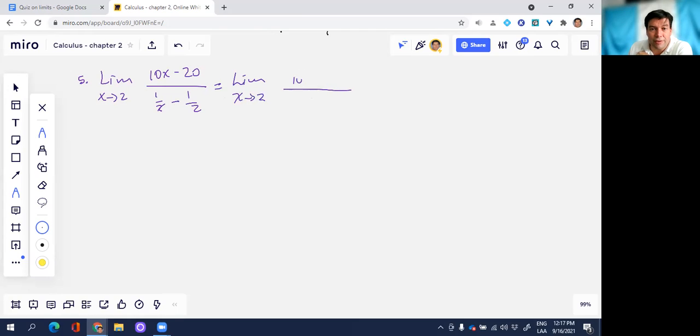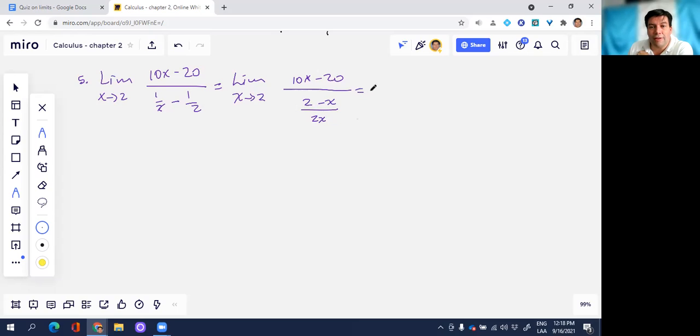This is, well, 10x minus 20. And here we get a common denominator between those two fractions, which is 2x. This fraction, to go from x to 2x in the denominator, you multiply by 2. 1 times 2 is 2. And in this one, to make 2 into 2x, you multiply times x. 1 times x is x, so minus x.